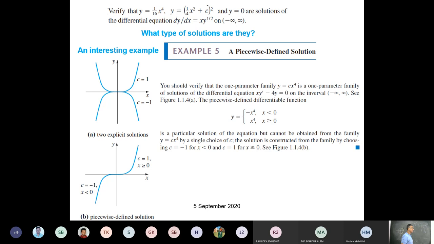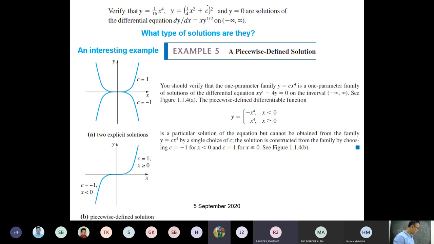Now, if I plug in y equal to 0, obviously dy/dx equal to 0, the first derivative of 0 is 0. And if you plug that into the right hand side, it is also satisfied. So we have verified that y equal to 0 is also a solution of this given differential equation. Is it okay with everybody? Yes, sir.